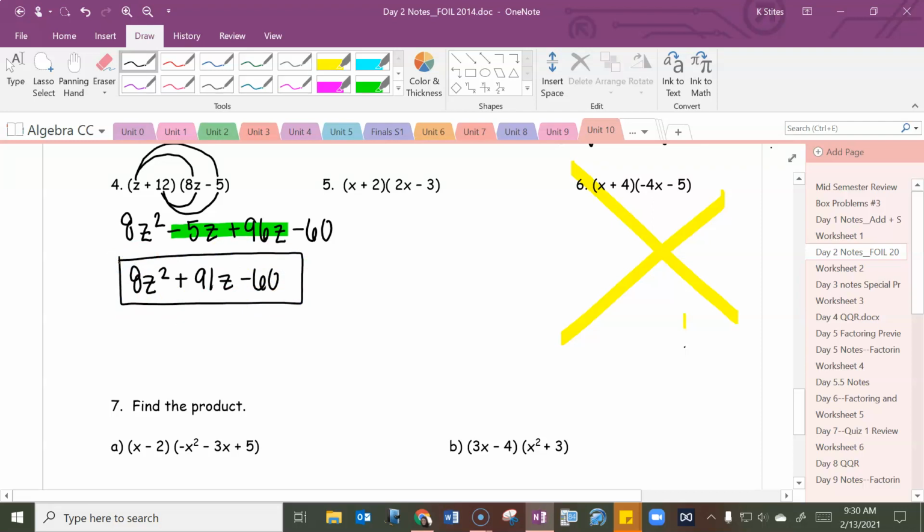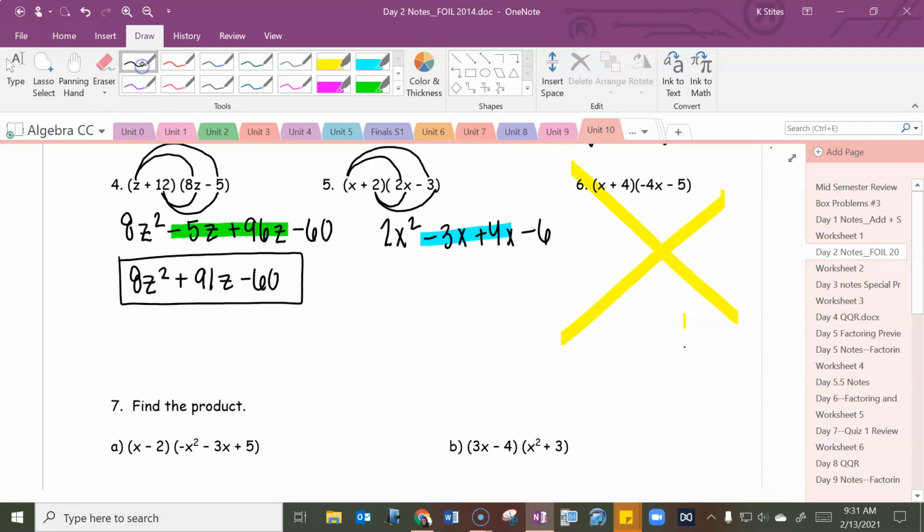All right, one more like this. First, x times 2x, 2x squared. Outer, x times negative 3, negative 3x. Inner, 2 times 2x is 4x. And last, 2 times negative 3 is negative 6. Combine your like terms in the middle. Negative 3 plus 4 is just 1x. And there you go.